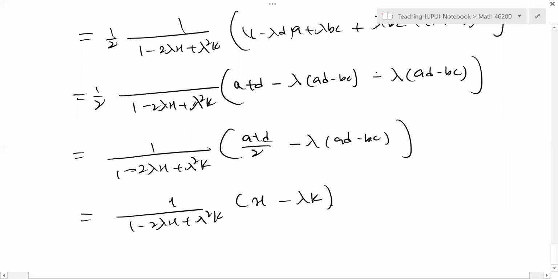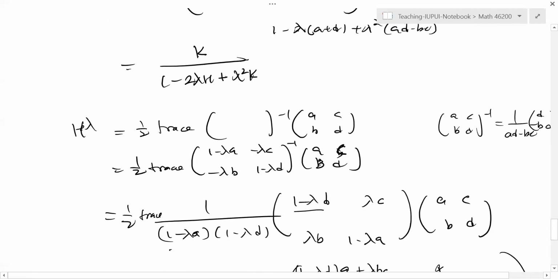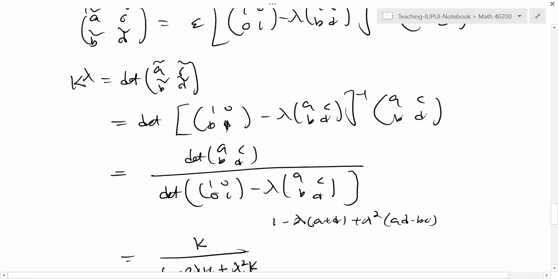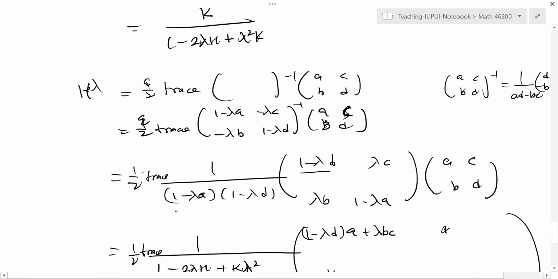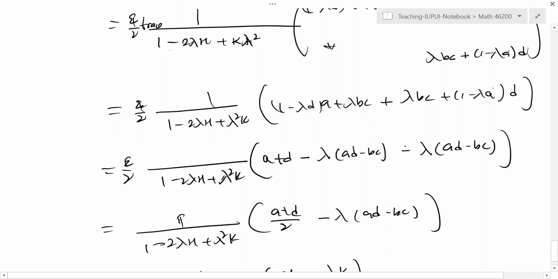Okay, now I forgot to put the epsilon. There was an epsilon in front of that, right? Yeah, there's an epsilon here. When you take the trace, the epsilon will be taken out. Yeah, this is it. This is just plus or minus 1.